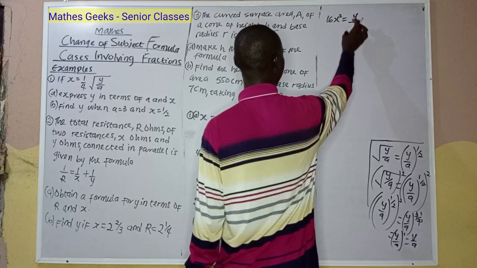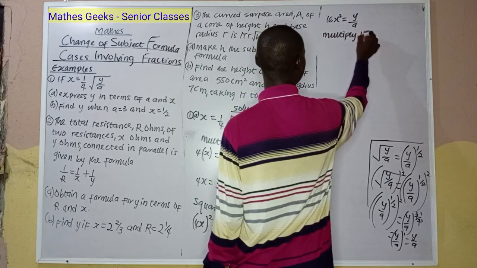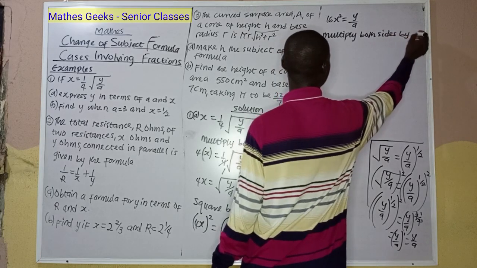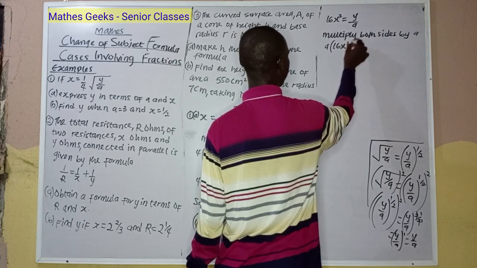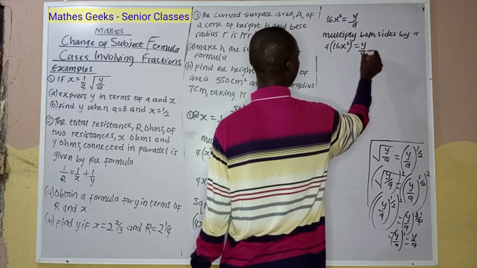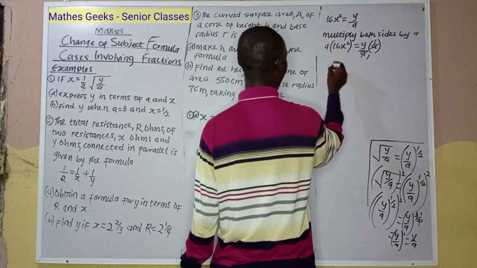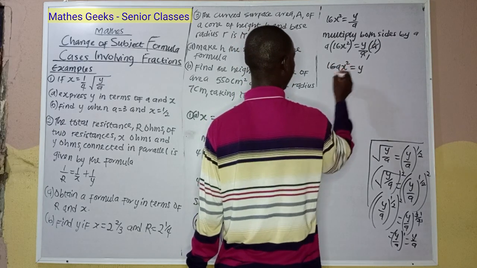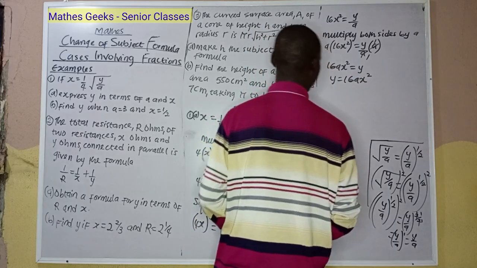To get rid of a, this is division, so we multiply both sides by a. So a times 16x squared is equal to y over a times a. The a's cancel, so 16x squared is equal to y. Y is equal to 16x squared. That's the value.